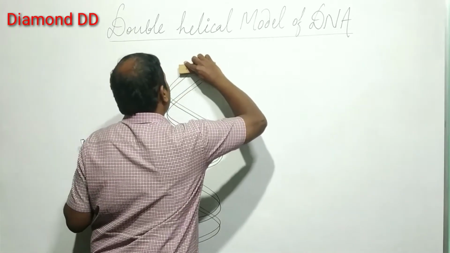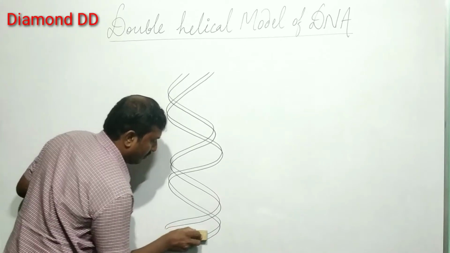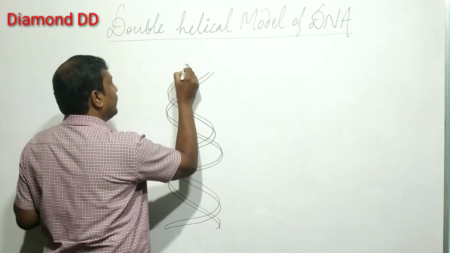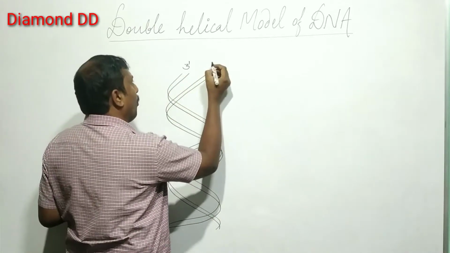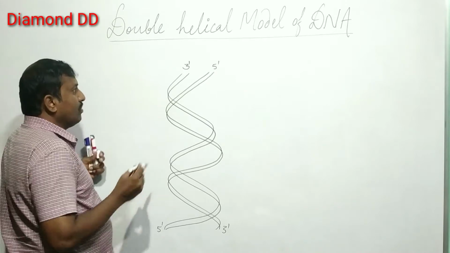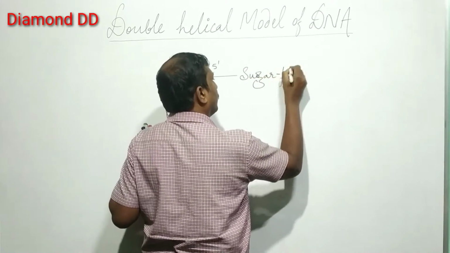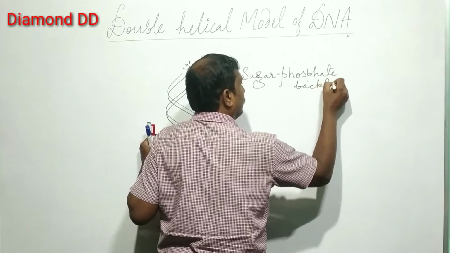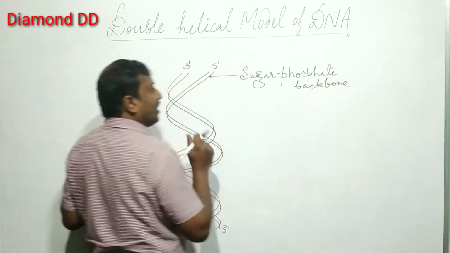Now we can erase this portion so that it will look neat. Like this. Here one end is from 3' to 5'. One more runs in the anti-parallel or opposite direction, 5' to 3'. Now, this forms alternate sugar phosphate backbone. Alternate sugar phosphate backbone.